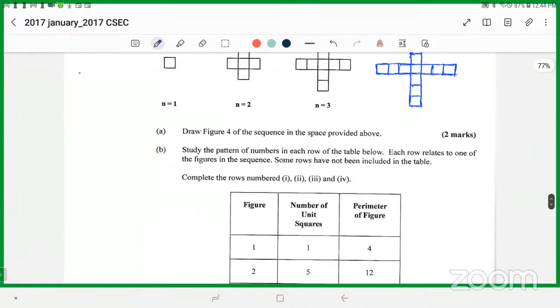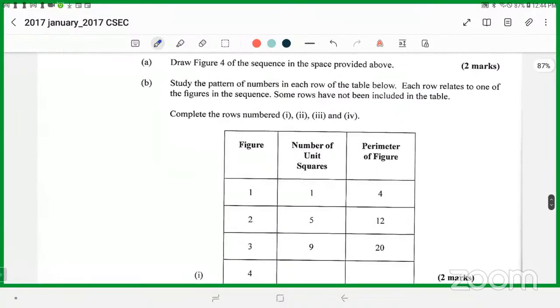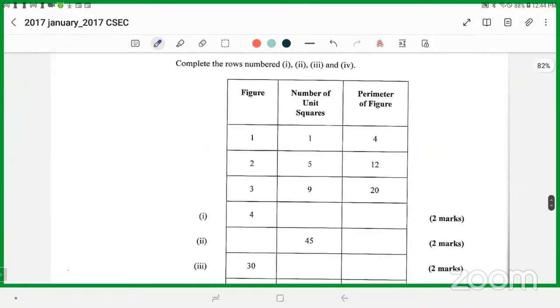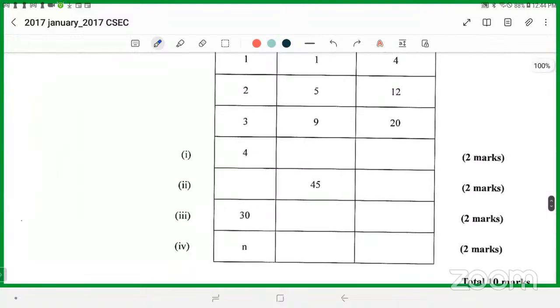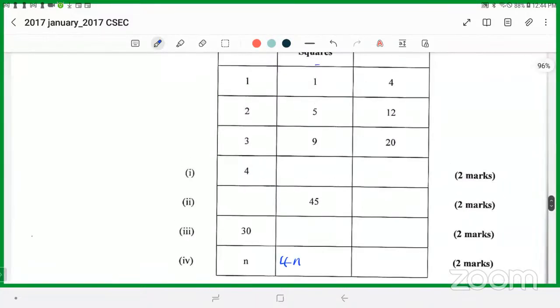Next part says, determine the pattern of numbers in each row of the table below. Each row relates to one of the figures in the sequence. Some rows have not been included. So I like to fill out the formula row first. I see that these are going up by 4, so I know 4n is part of the formula. But the first figure only has 1. 4 times 1 is 4, so I have to subtract 3 to get the first one. I can test it: 4 times 2 is 8, 8 minus 3 is 5. So I know the formula is good.